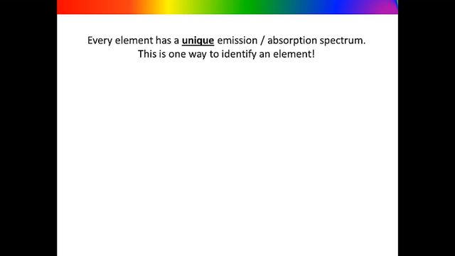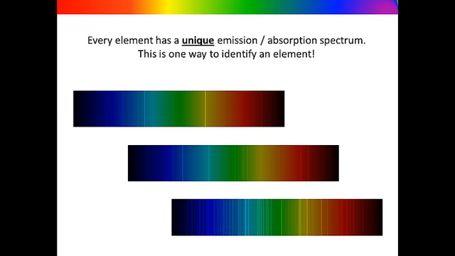Every element produces a unique emission or absorption spectrum, which is sometimes referred to as its atomic fingerprint. This is how several elements, such as helium, rubidium, and cesium, were discovered. When elements emit wavelengths in the visible range, we can see the colors. Elements or different mixtures of elements are used in neon lights and fireworks to produce the different colors we see.